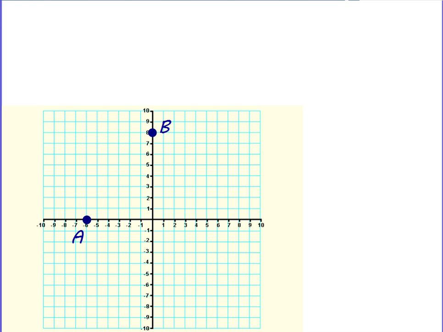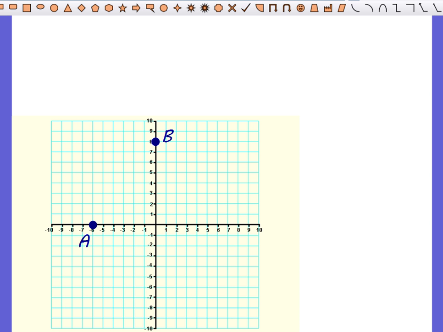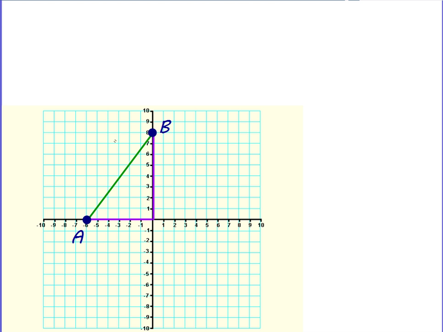Let's try one more just to make sure that you have this down. Again, we're trying to find this length from point A to point B. I'm going to use horizontal and vertical lines to create a right triangle out of that so that I have C for my hypotenuse and legs A and B. It doesn't really matter which one's A and which one's B.